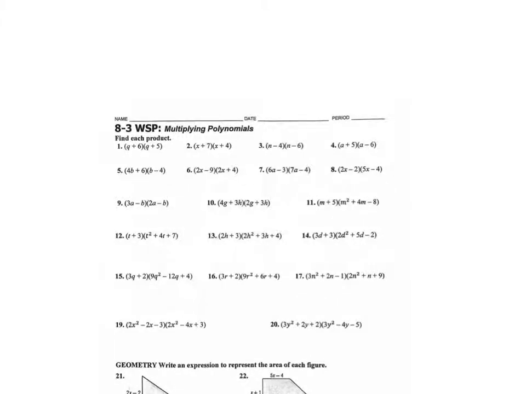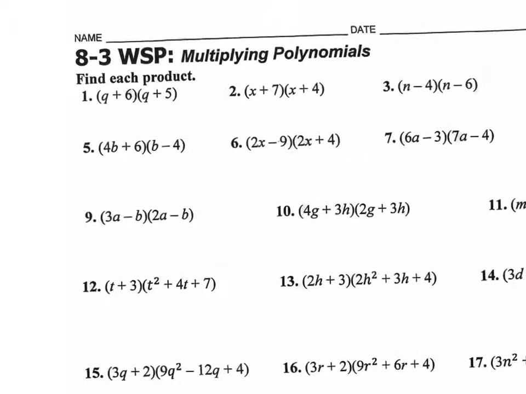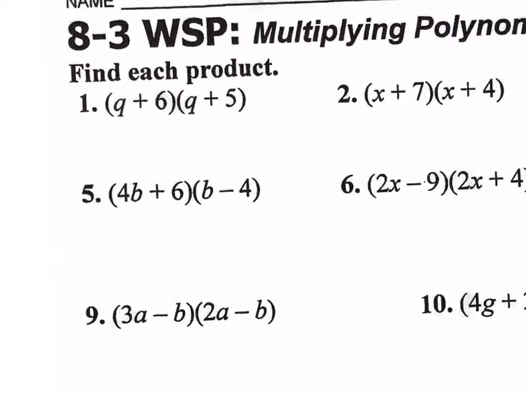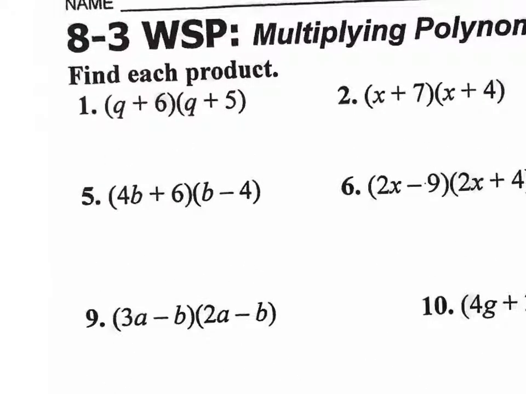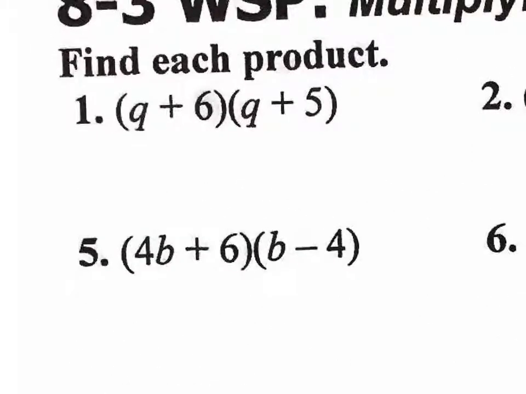So right here we have 8.3 WSP. This is our homework. I believe we're going to take 2 days to do this. So you could do maybe odd ones today, even ones tomorrow, or you could do it all tonight. But let's start by explaining the odd ones right here.